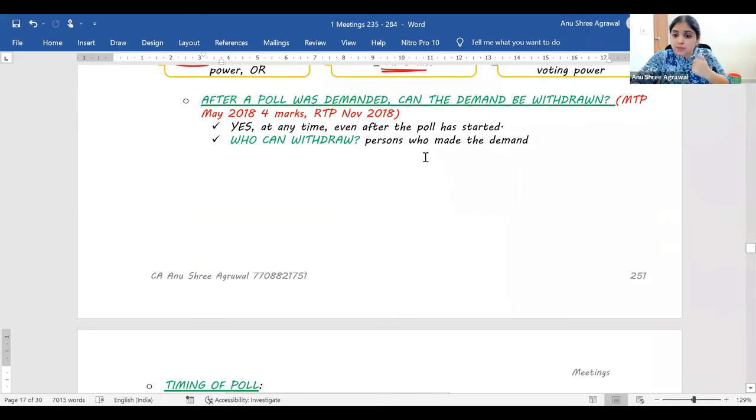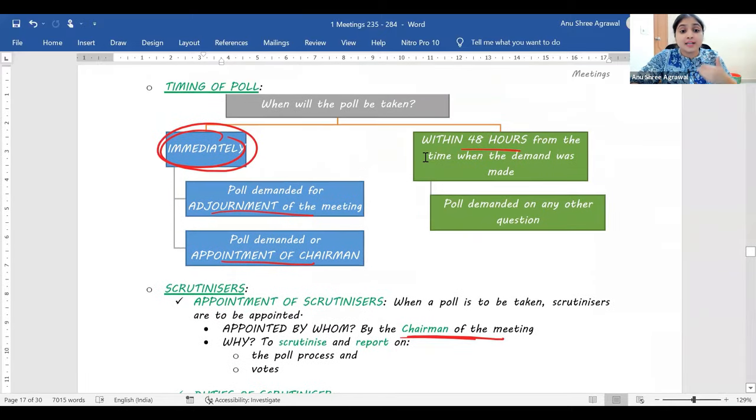After demanding the poll, can they withdraw the poll also? Yes. Then we learned, when should we take up the poll? If they're demanding the poll, we will see what they are demanding the poll for. If they're demanding the poll for appointment of chairman or for adjournment of meeting, that poll has to be taken up immediately. All other matters, we will give the company 48 hours time to prepare for the poll.